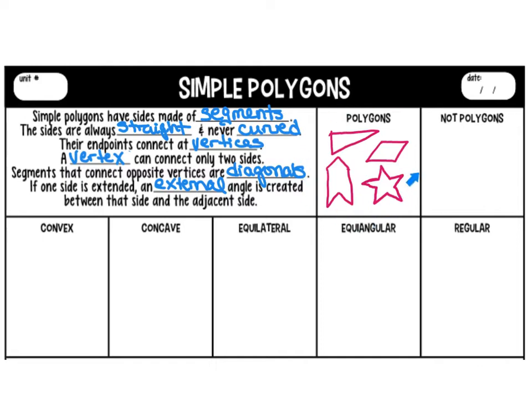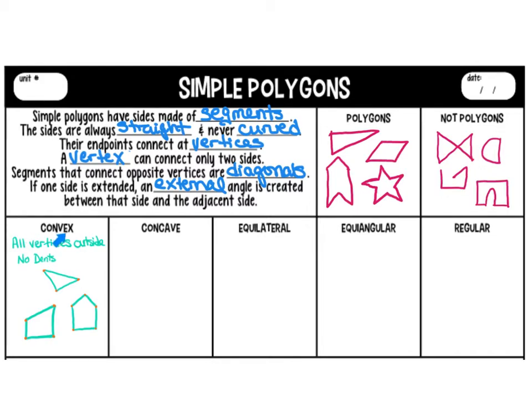Here are some examples of polygons. They are made up of line segments that are closed figures. These are not polygons. This one is not closed. This one has a curved section, so it's not made up of complete line segments. This one is also not made up of only line segments because it has a curved portion. And this one crosses itself.